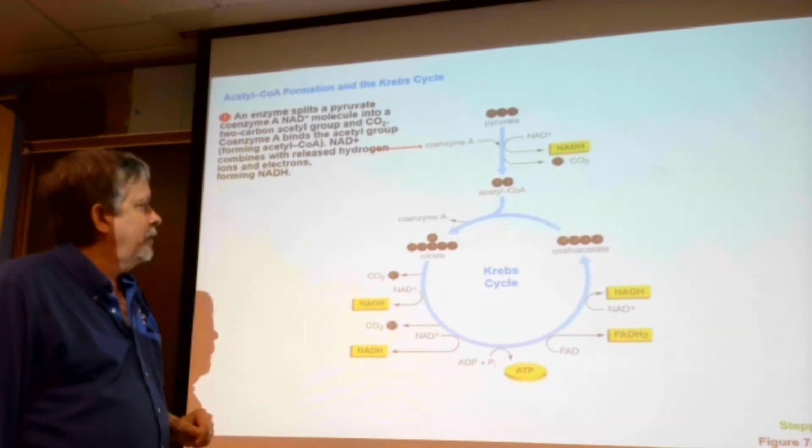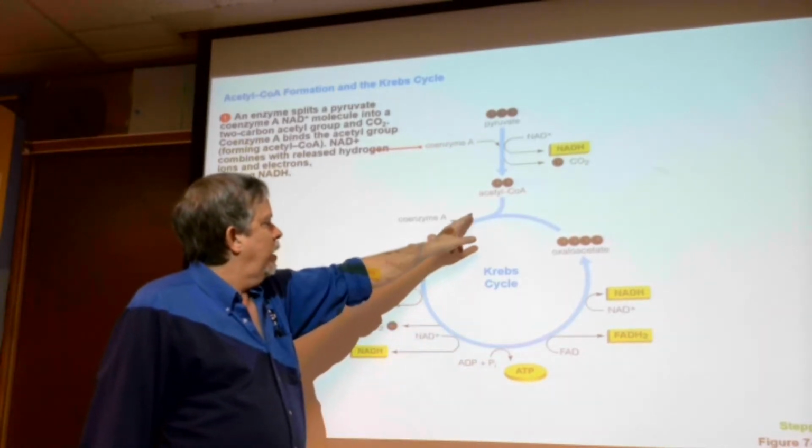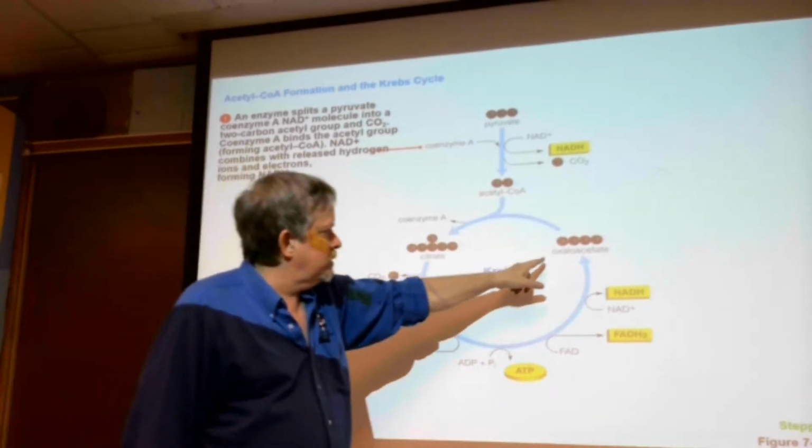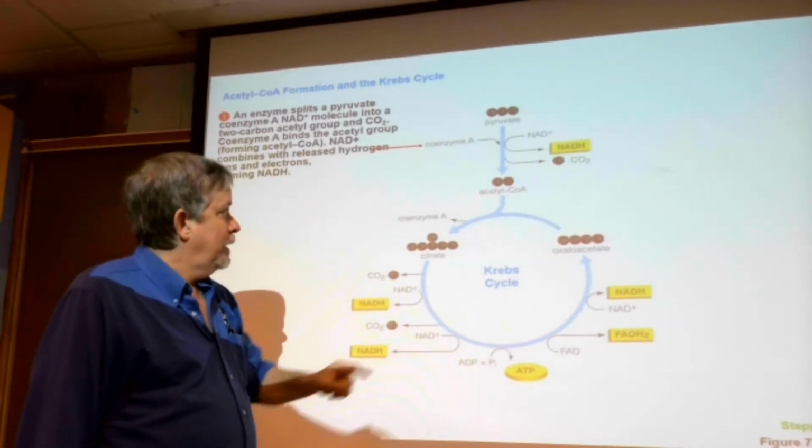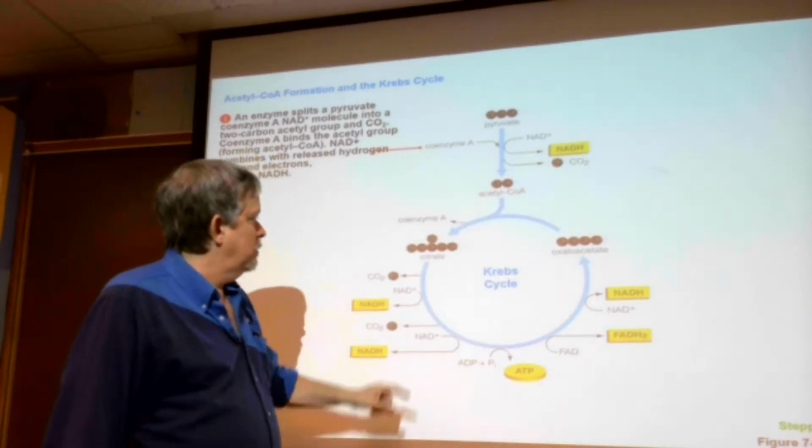Now coenzyme A again will come through here, and here is oxaloacetate. There's 4 carbons, right? It adds the acetyl-CoA to it. So how many are there?